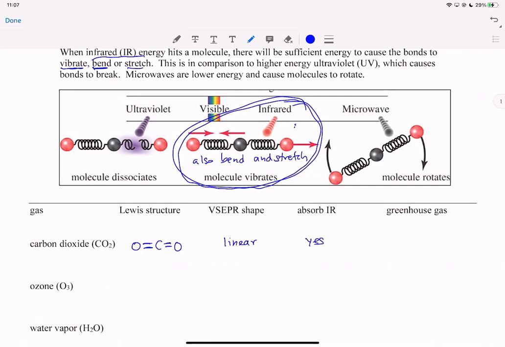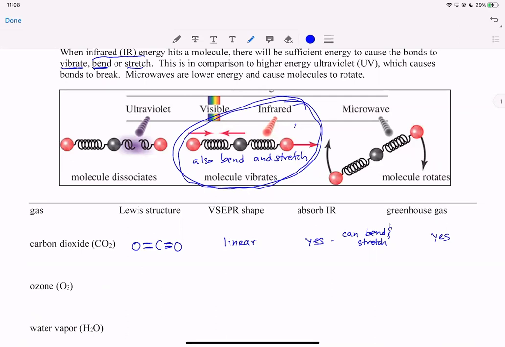And this linear VSEPR shape can absorb infrared. And what happens is, as I showed you in the video, this can bend or stretch. It can bend, it can stretch. It can also vibrate. But in the vibration, the main vibrations that absorb infrared are bending and stretching. Okay, and so because it can bend and stretch, that makes it a greenhouse gas. And how does it bend and stretch? It's a shape that is linear that can then bend as a V, and that will temporarily hold the infrared energy, and then it'll snap back to the linear shape. And when it snaps back, the infrared that was absorbed is released to the atmosphere.